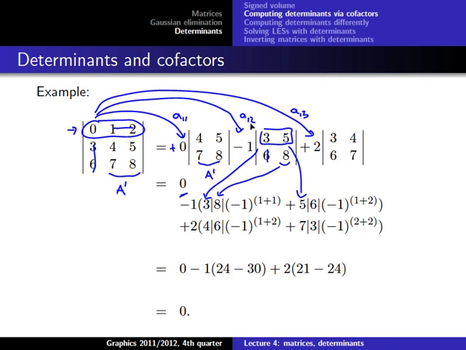Here we have 1, 2. -1 to the power of 1 plus 2 is -1 to the power of 3, that's -1, which is why we have a minus here. And here we have -1 to the power of 4, which is why we have a plus here. Similar here for the reduced matrices, and if you do that, you'll see that it adds up to 0. So the determinant of A is 0.